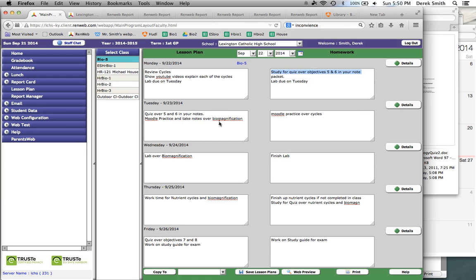The lab we did on Friday will be due on Tuesday, talking about limiting factors, and they were basically owls catching mice, all representative with beans. So we have a quiz over objectives 5 and 6 in your notes.